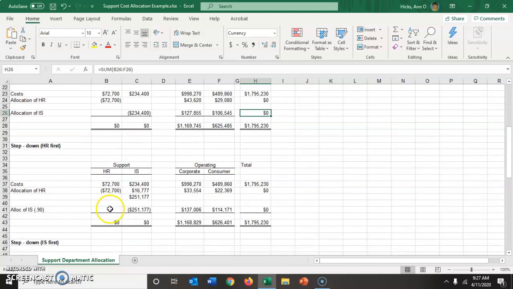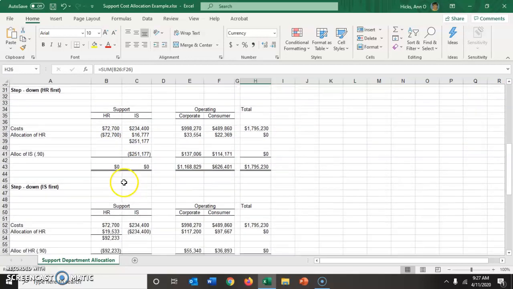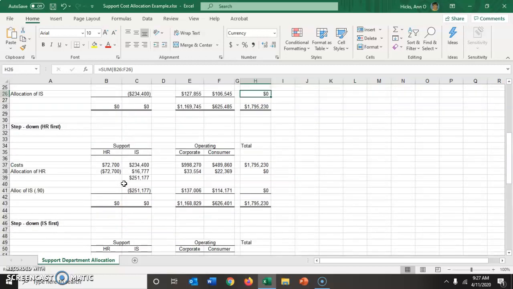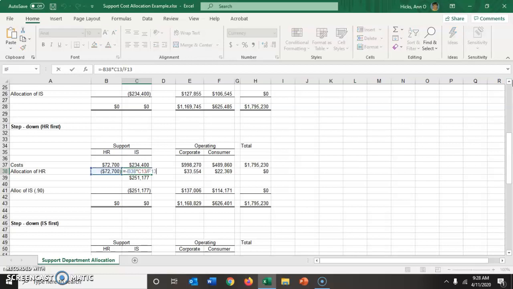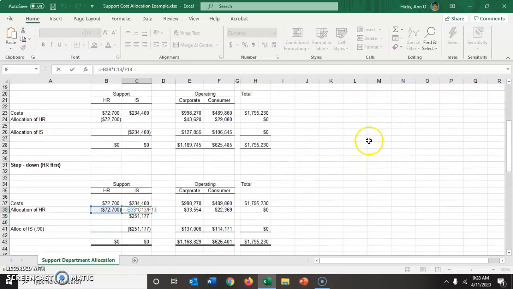I am going to walk through two examples here, one where we allocate HR first and one where we allocate information systems first. So in the first one, we allocate HR first, we're going to take the $72,700 out of HR, but notice in this case, we're going to allocate it not just to corporate and consumer like we did in the previous one, but we're actually going to allocate some of it to information systems based on the 21 employees that they have, which means our denominator will indeed be the full 91 employees.